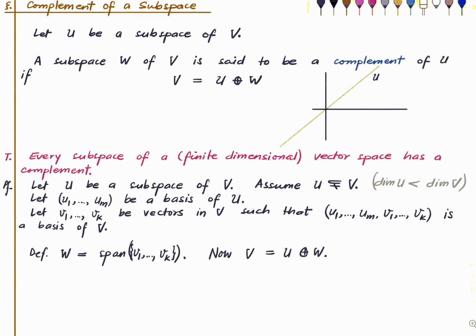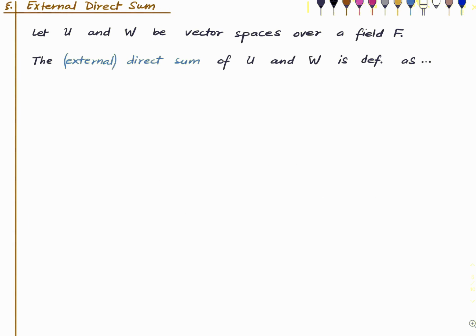And now finally, we will talk about the external direct sum. So suppose U and W are vector spaces over a field F. So they are independent, they are vector spaces. They are not subspaces of some common vector space. They are just vector spaces in their own right, over the same base field. So it's not like this is a real vector space and this is a complex vector space. No, they are both over the same base field. Then we can form the external direct sum of U and W as follows.